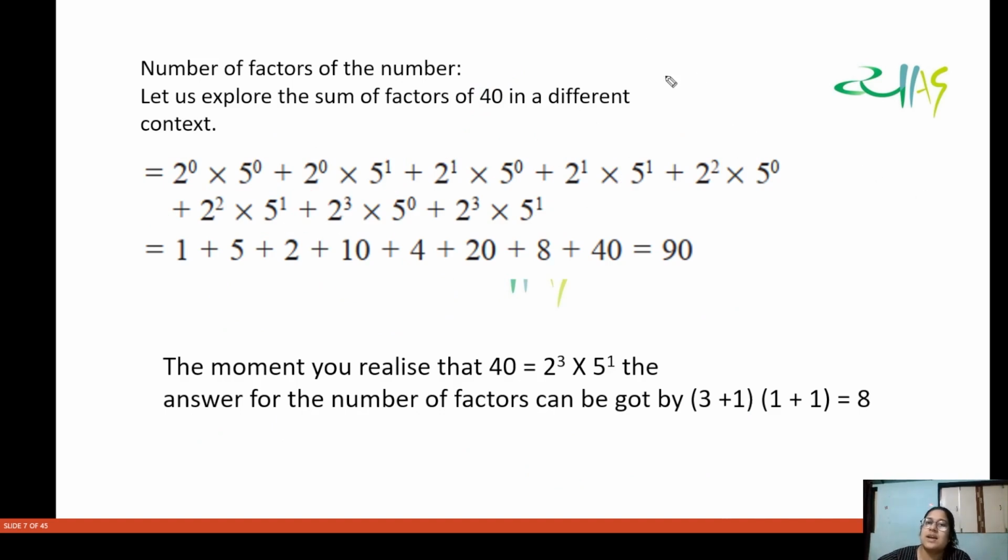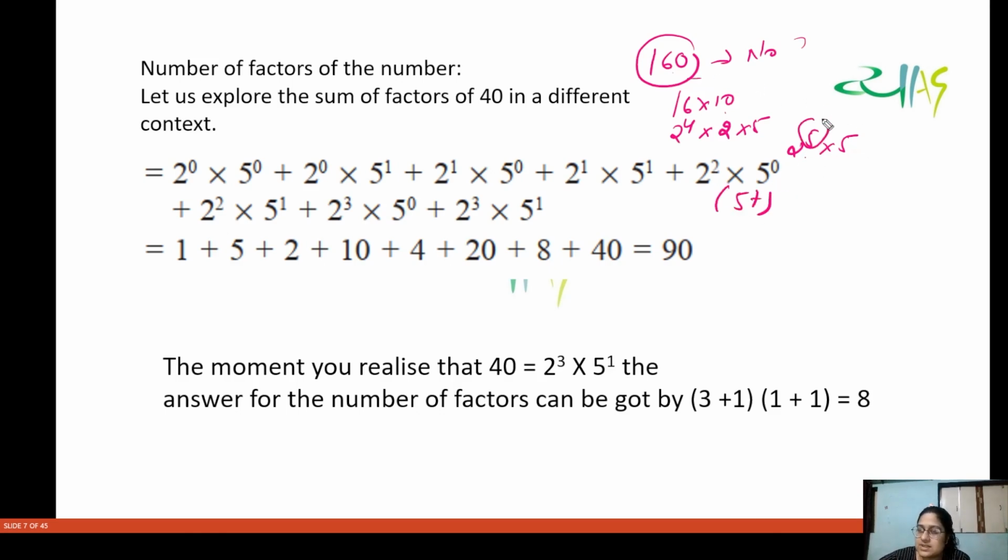Okay, we did this for 120, let's just do this for, let's say, 160. How many factors will 160 have? This is 16 into 10, which is 2 to the power 4 into 2 into 5. So this becomes 2 to the power 5 into 5. So the number of factors of 160 will be 5 plus 1, because the power is 5, into 1 plus 1. So this is 6 and this is 2. So the total number of factors of 160 is 12, including 1 and 160 itself.